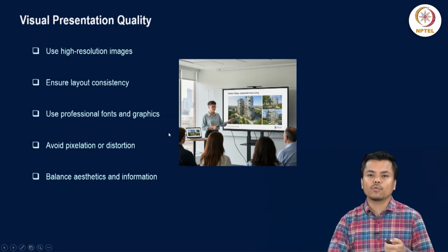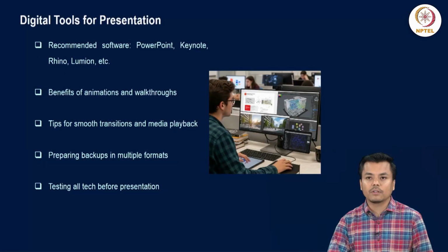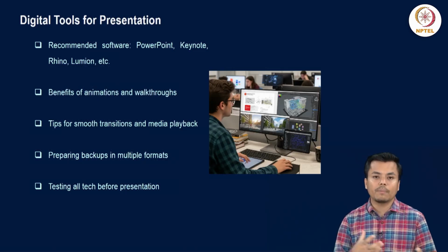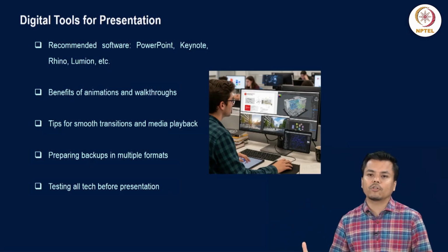So visual presentation quality also requires some discussion. Use high resolution images, ensure layout consistency, use professional fonts and graphics, and balance aesthetics and information. Some digital tools used for presentation include PowerPoint and rendering software that will help you prepare your sheets effectively. If there is an online presentation, you can go for these mediums, or if it is an offline presentation, then the sheets that you have printed have to be displayed here.